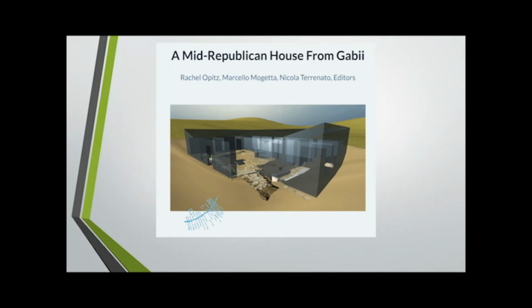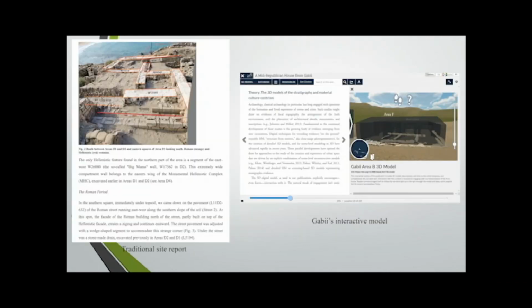In our work at Gabii, we have embedded the interactive model of the stratigraphy and the reconstructions in our books about the site. And so when you go to read our book about the Tinku house, which is the house we excavated in Area B at Gabii, and hopefully future volumes that are forthcoming, you are encountering our experiment with the excavation report, which is, again, the excavation monograph.